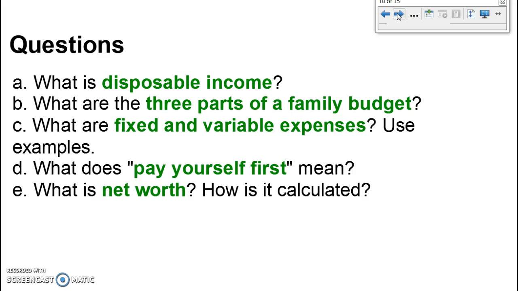What does pay yourself first mean? It means savings comes first. So you want to set aside 15% of your income for yourself in the future, rather than spending it on consumption. And what is net worth? How is it calculated? Assets minus liabilities. All right, I'm going to stop this video and I will make a second one.